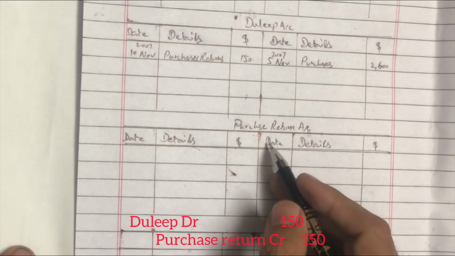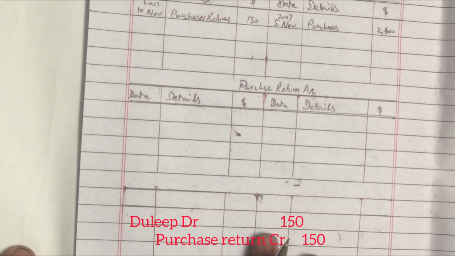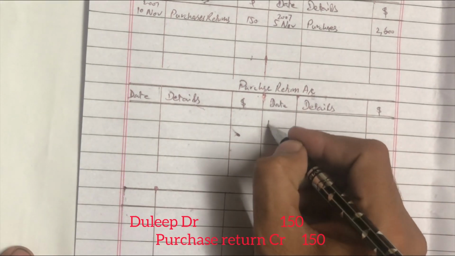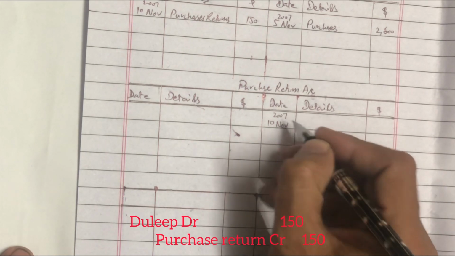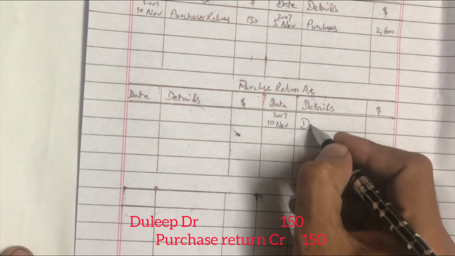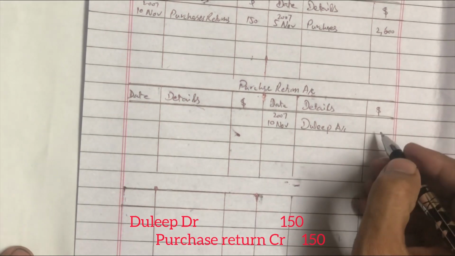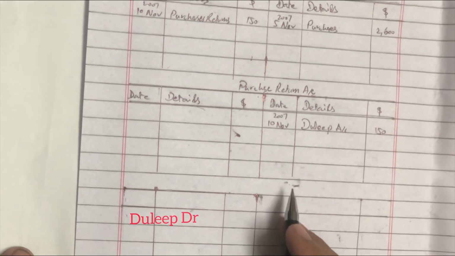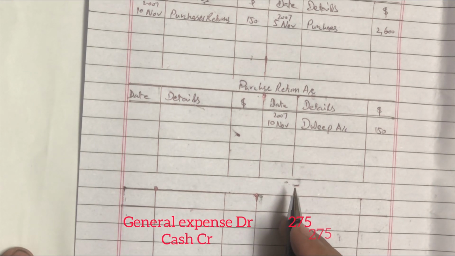So now the purchase return account is going to be credited, so I will record this on the credit side. So the purchase return on the credit side, so we'll write down here the 10th of November 2007, and this is because of DULIP account. So the amount here again is $150. So we're done with this transaction. The next entry that we have is general expenses to cash.